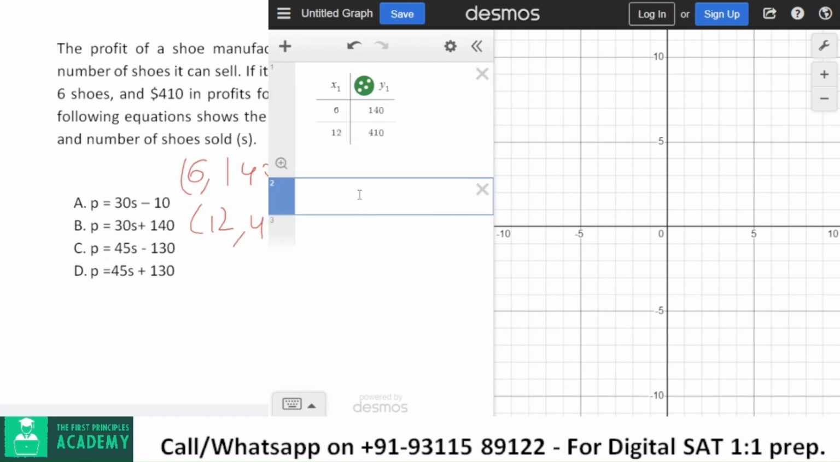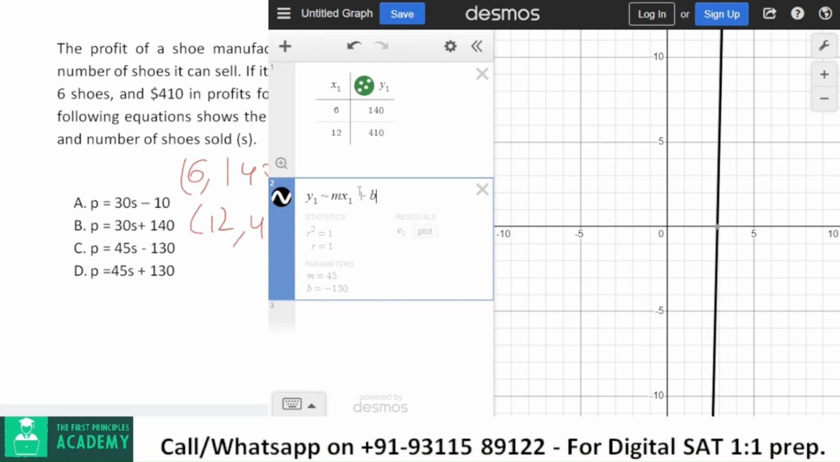Okay, now we need to figure out what is the line or the straight line that passes through this. So we write a line something like this, y1. Instead of equal, just put this symbol which is on the top left of your keyboard in a slope intercept format. So mx1 plus b. Okay, so if you notice, it has given me the value of m and b, right?